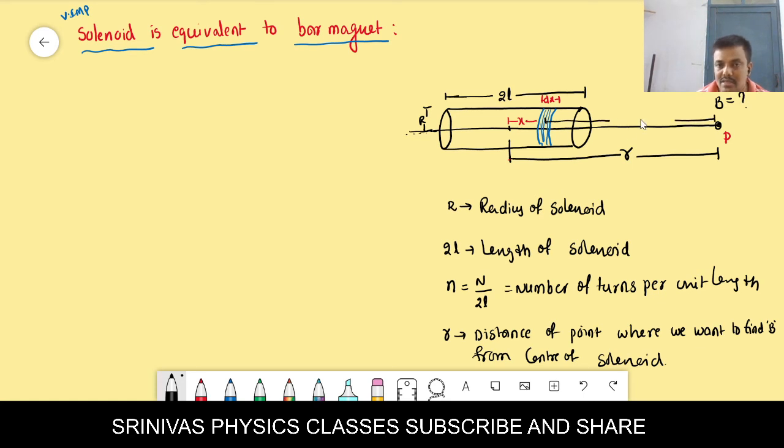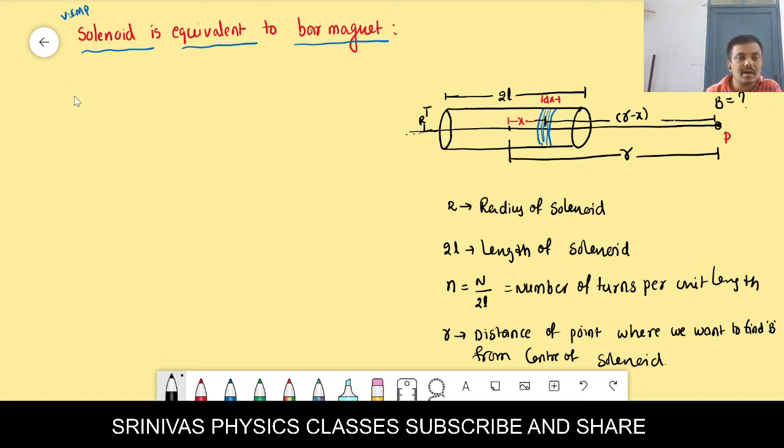Can anyone tell what is the distance from the picture? This is x, this is r, and this part I want to know. From the total r, you remove this x, you will get the right side part. This is r minus x. Okay, right.